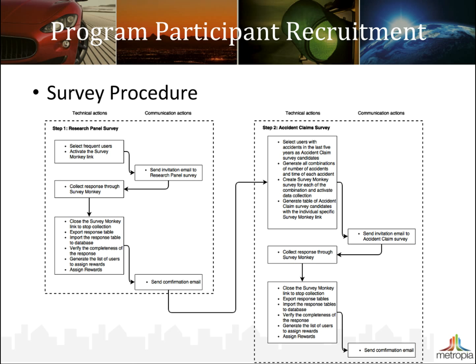Users that reported at least one accident in the past 5 years were recruited to answer additional questions related to past accidents. Individualized questionnaires were created for each identified user in order to collect information on details of past accidents and losses, based on his or her reported number of accidents and the time of each accident. Invitation emails were sent out with individual survey links. Similar to Step 1, this process involved collecting responses, storing the responses in a database, verifying the completeness, and assigning rewards.